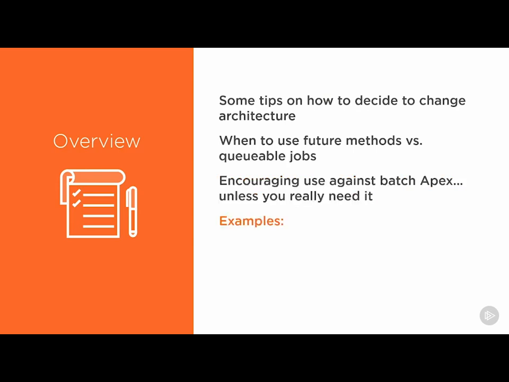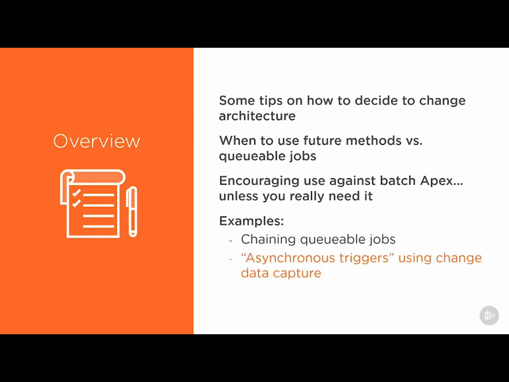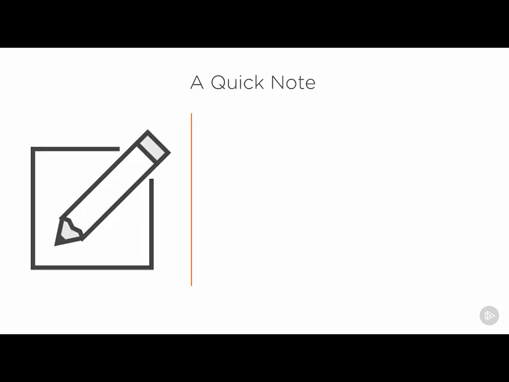More often, though, we'll consider chaining together queueable jobs or using asynchronous Apex triggers driven by change data capture events. The advantage to using these instead of Batch Apex is that they can process data in smaller chunks, on demand, and in near real time when criteria is met, as opposed to having to wait for a scheduled batch job to run, for instance.